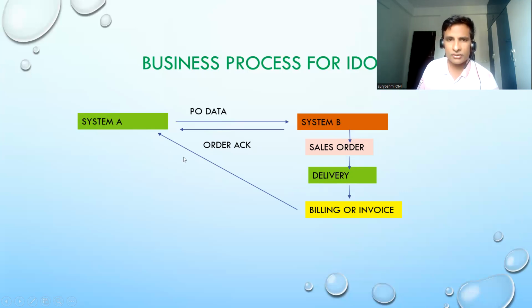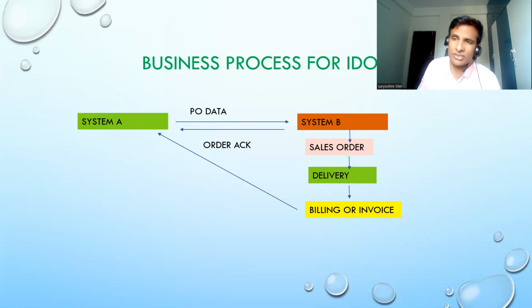Generally what happens, okay, system A, you have PO data, you have to communicate it. System A can be whoever is trying to order certain material and certain quantities. Okay, that system can be SAP system or non-SAP system, my friends. So most of the times I have seen in real time this system is a non-SAP system as well.